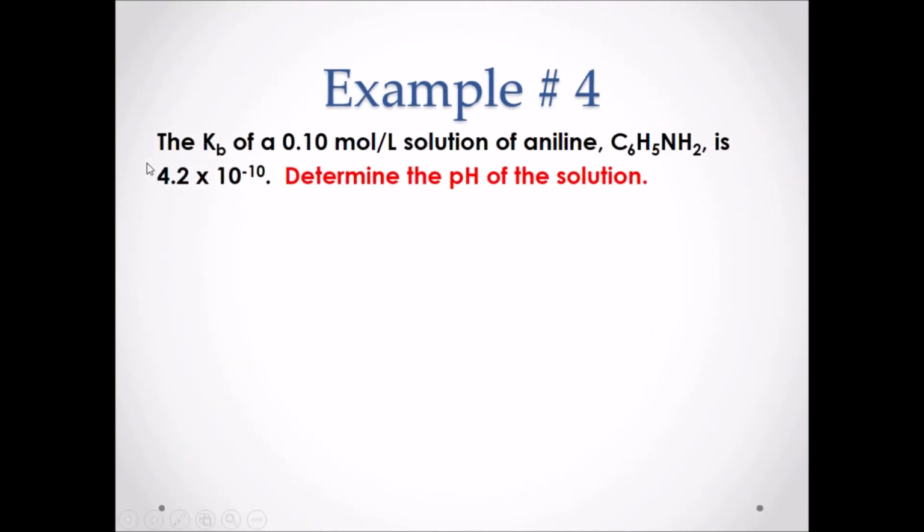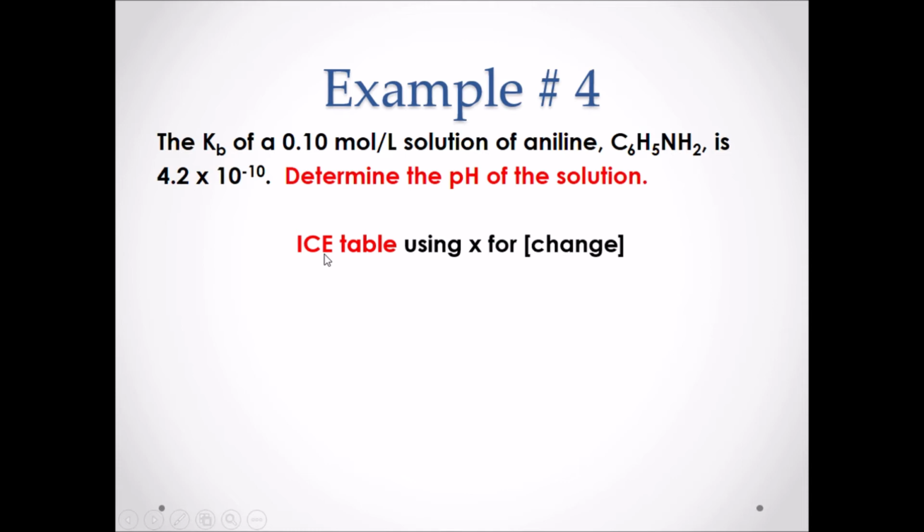Example number 4. The Kb of a 0.10 moles per liter solution of aniline is 4.2 times 10 to the negative 10th. Determine the pH of the solution. Pause the video and attempt this example. Aniline is a weak base. It does not have a hydrogen that it can ionize. And we know that it is going to be a base because the question provides us with a Kb value.